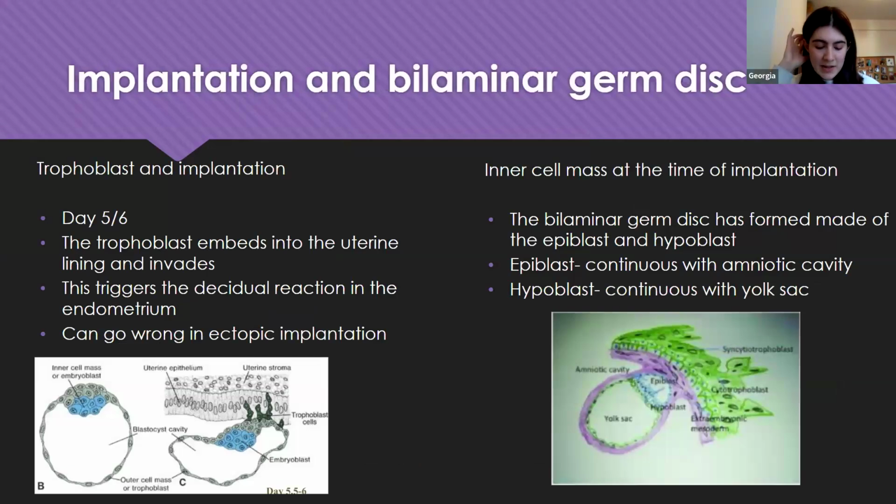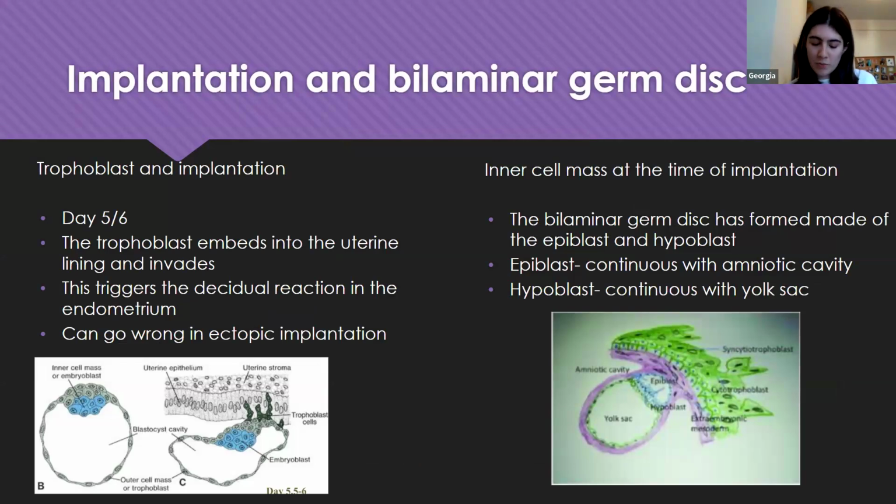So the next step is implantation, and this occurs roughly 5 to 6 days post-fertilization. And as we said, the trophoblast is the really important part for this. It embeds and invades into the uterine lining, and this triggers something called the decidual reaction, in which the endometrium becomes more edematous and vascular.